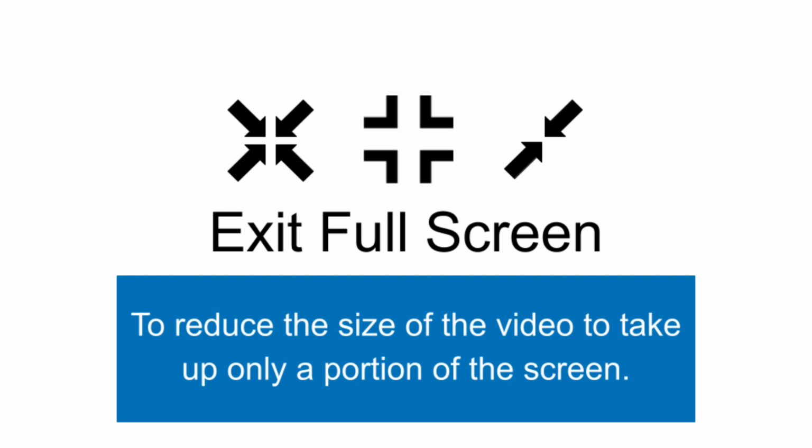Now that we have learned to make a video full screen, it is also nice to know how to exit the full screen. This icon is characterized by arrows that are directed inwards. The exit full screen icon will reduce the size of the video to take up only a portion of the screen.